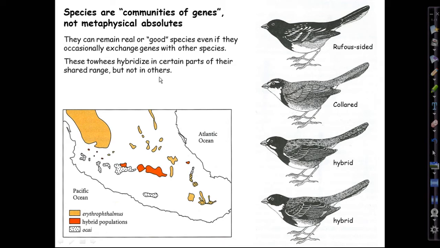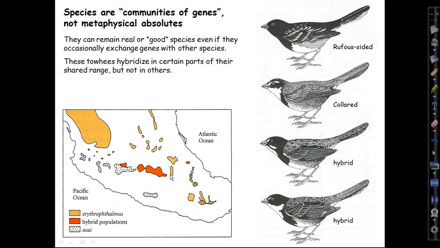These towhees illustrate that principle. It's a wonderfully worked out example from southern Mexico, where the rufous-sided towhee and the collared towhee that again are perfectly distinct, and you'll find pages on them. They have separate names: erythrophthalmus for the rufous-sided and oci for the collared towhee. Every birder, every ornithologist would agree these are perfectly good species.